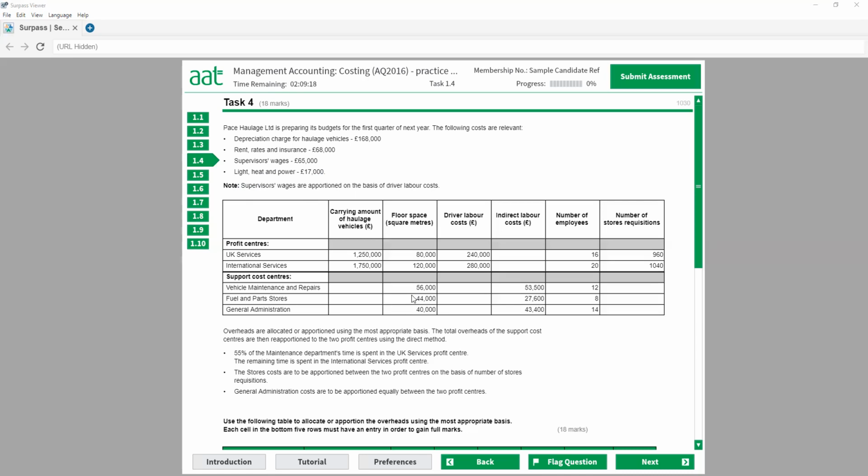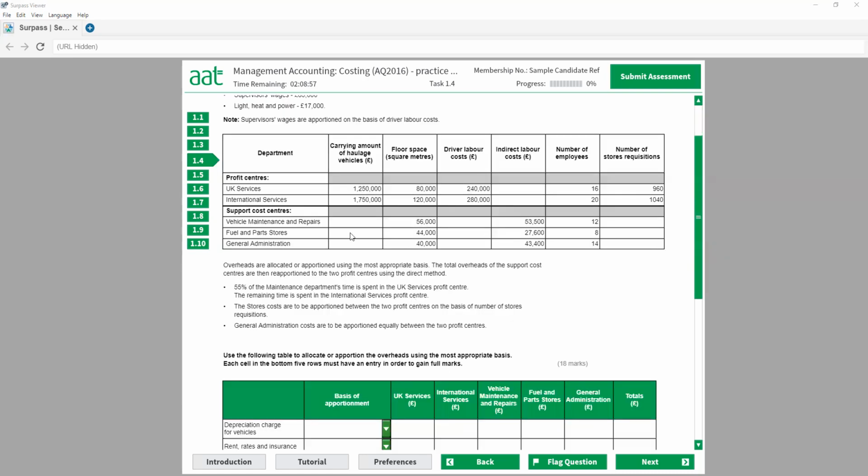So when you have supervisor wages, all sorts of indirect cost or overhead, we have to apportion or reapportion, or if the question gives us some allocation already, we have to see it. This question is very common, so make sure you understand the difference between allocation, apportionment and reapportionment. So we have a few things here. We have a department and also a carrying amount, a floor space, direct labor, indirect labor, number of employees and number of store requisitions.